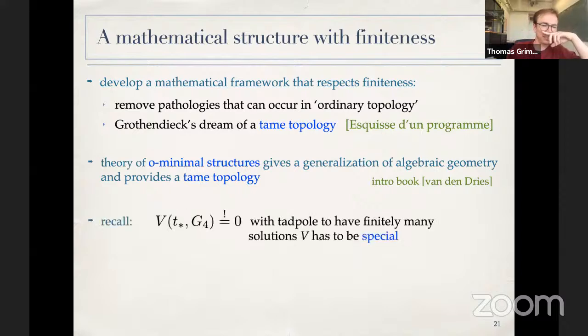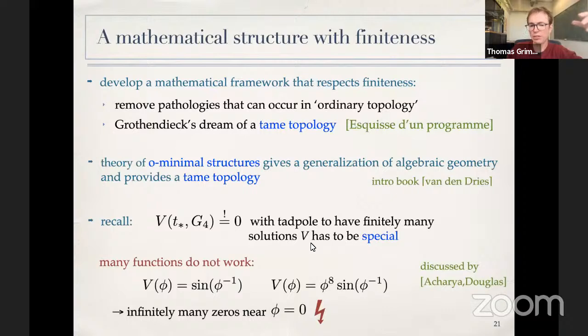Yeah. And what does this mean? Well, it applied to the potential. Think again about this potential here. If we want to have a tadpole, if we import a tadpole, we want the solutions to have special properties. So the potential itself has to be special. And in fact, many functions do not work, right?